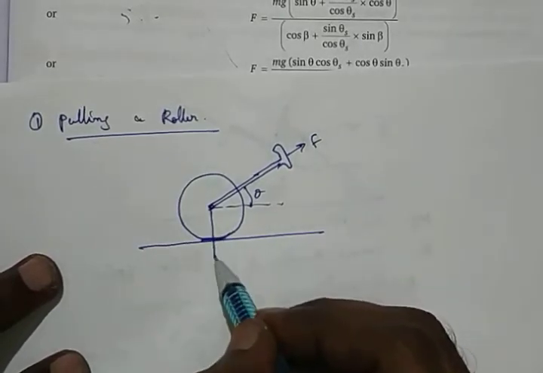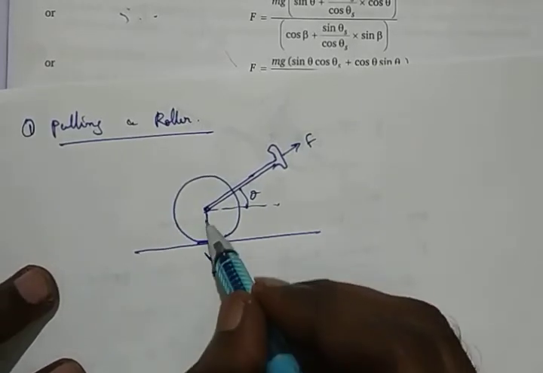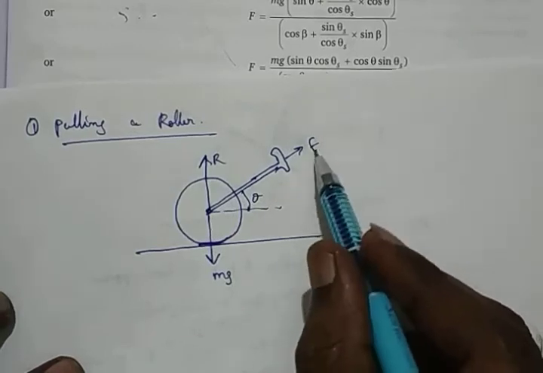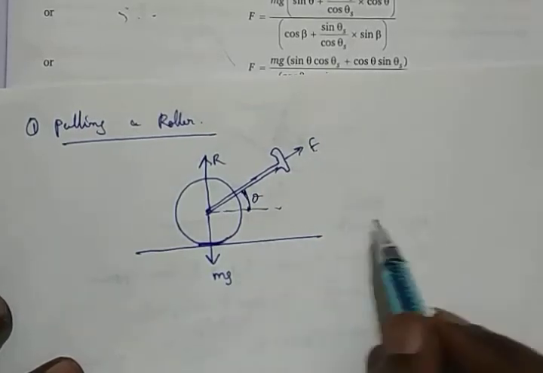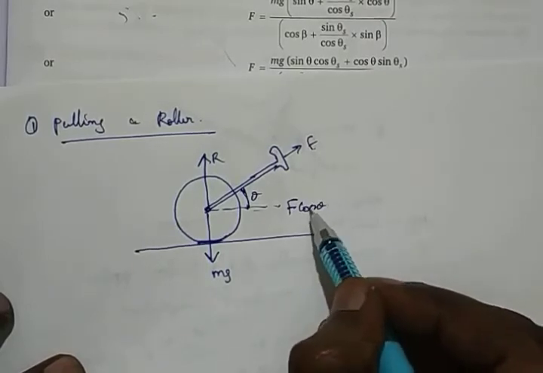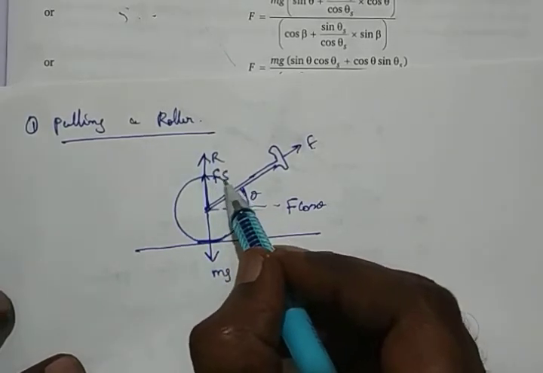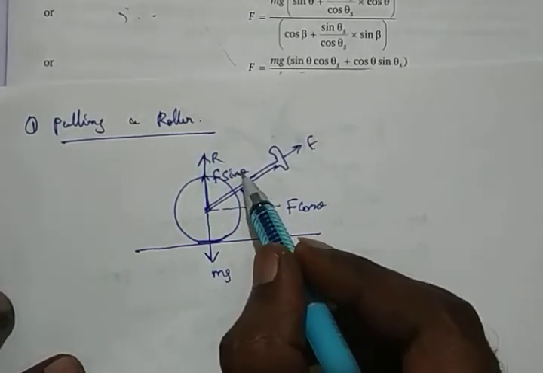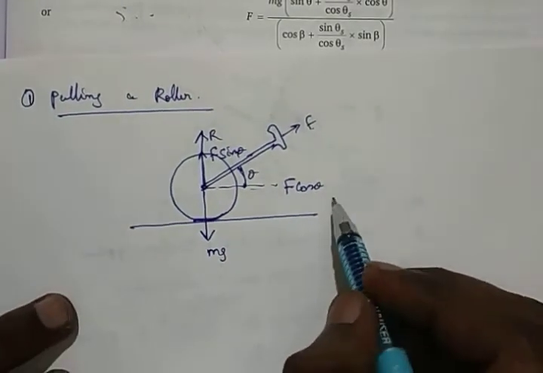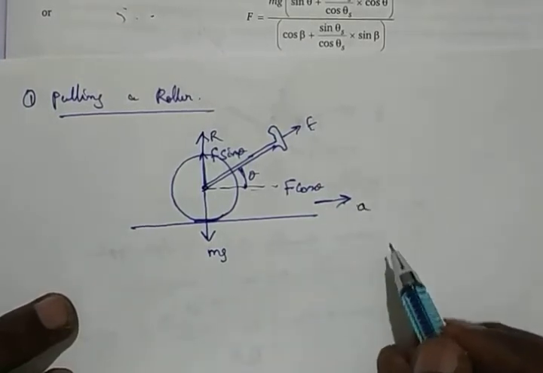Now we know there is already a weight of mg which acts downwards. We know this, and the reaction already acts upwards. So this F, the external force, can be resolved into two components. So what is this value? This direction, F cos theta, and what is that direction above here? This is going to be F sin theta. Alright. Now this whole body goes in this direction. This is the acceleration here.